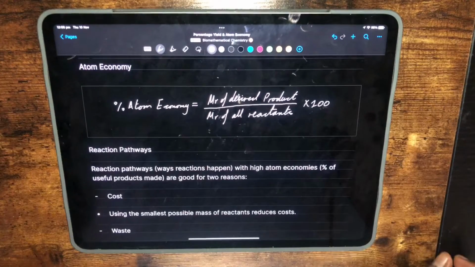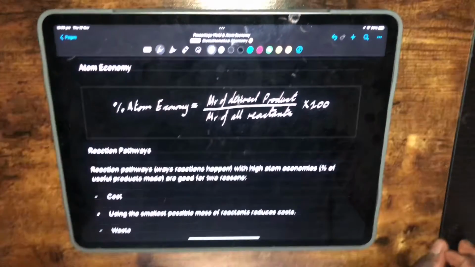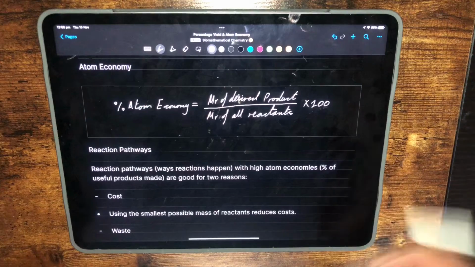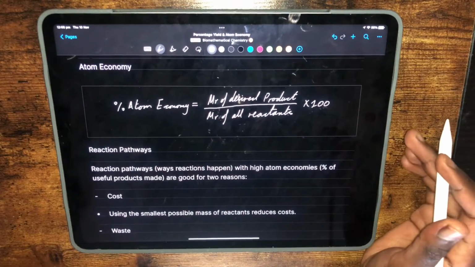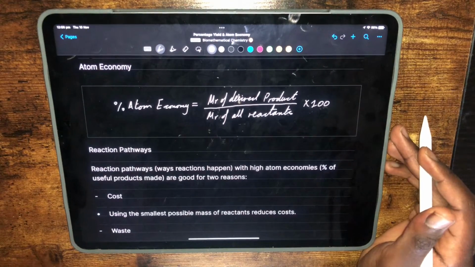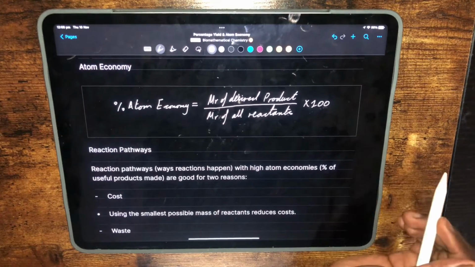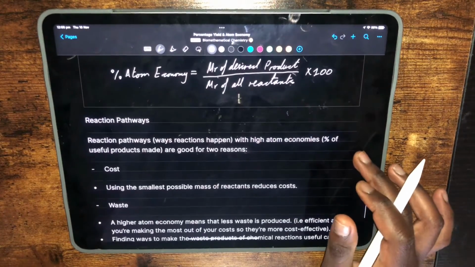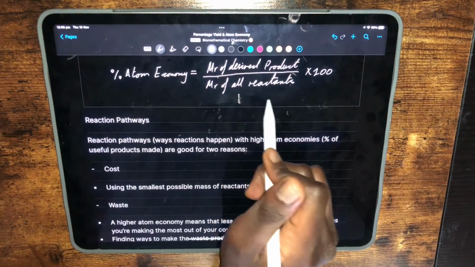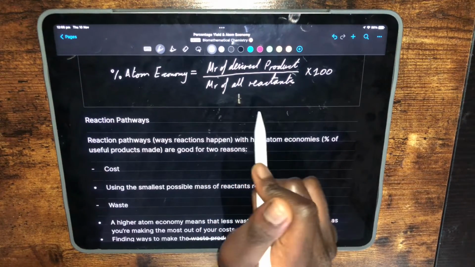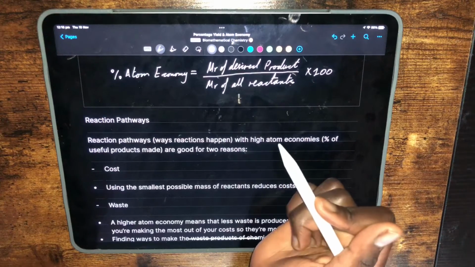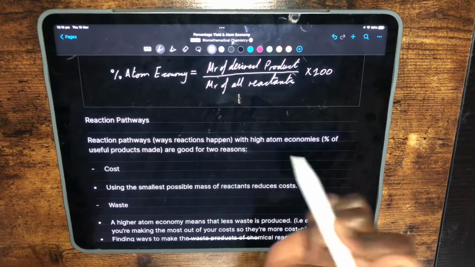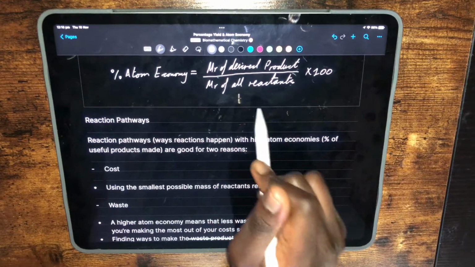If you're making more side products than your actual or desired product, your atom economy would be very low, because it's the Mr of your desired product over the Mr of all your reactants going into the reaction pathway. And when you're doing the Mr of all your reactants, that includes the moles. If you're using 2 moles of water in your reactants, you would include that when you're doing the Mr of your reactants.